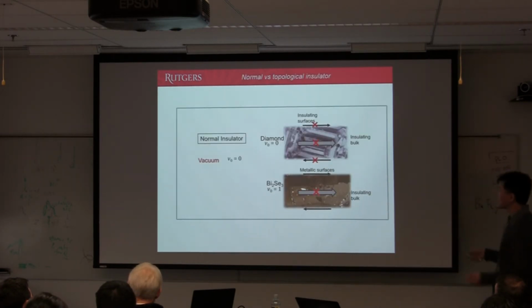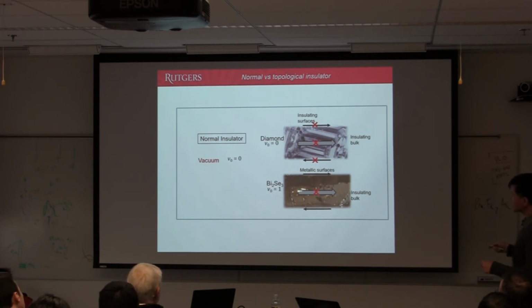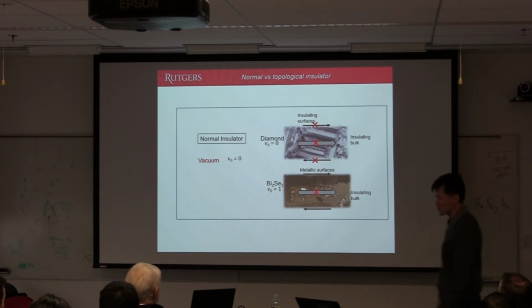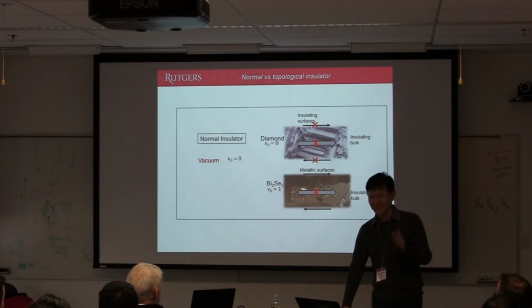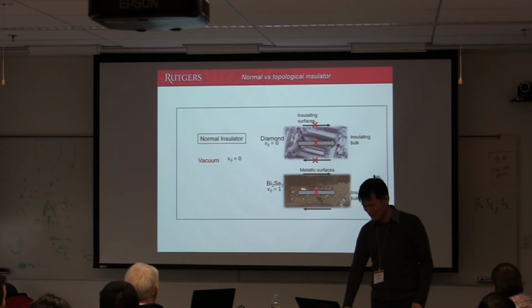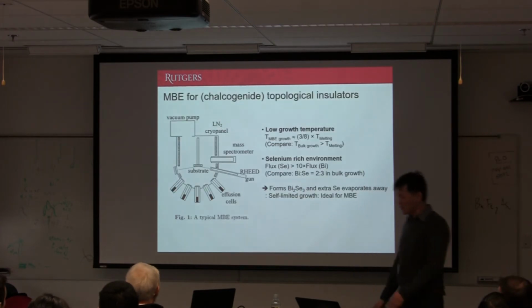I will just very briefly go over what a topological insulator is. Basically, a topological insulator is insulating in the bulk and metallic on the outside. Okay, in the simplest view. There are many more things, but let's make it very simple.